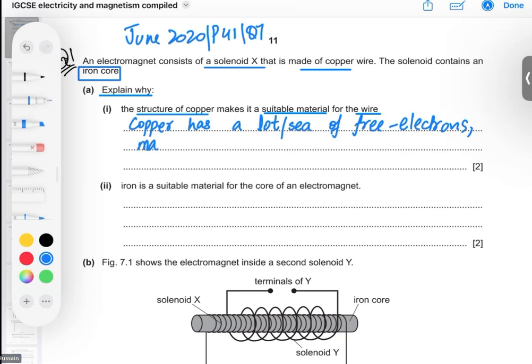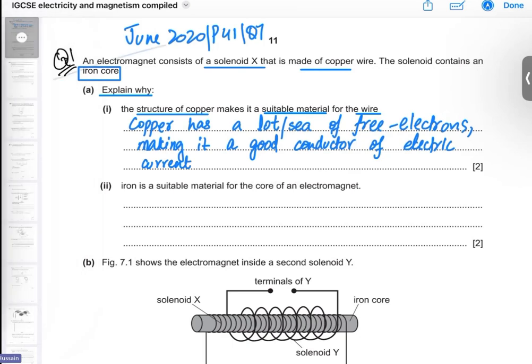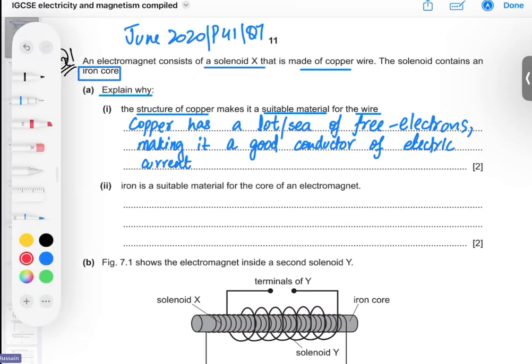Making it a good conductor. Mentioning the word good is important. Making it a good conductor of electric current. All right, so this is an important keyword. That would score you 2 marks.